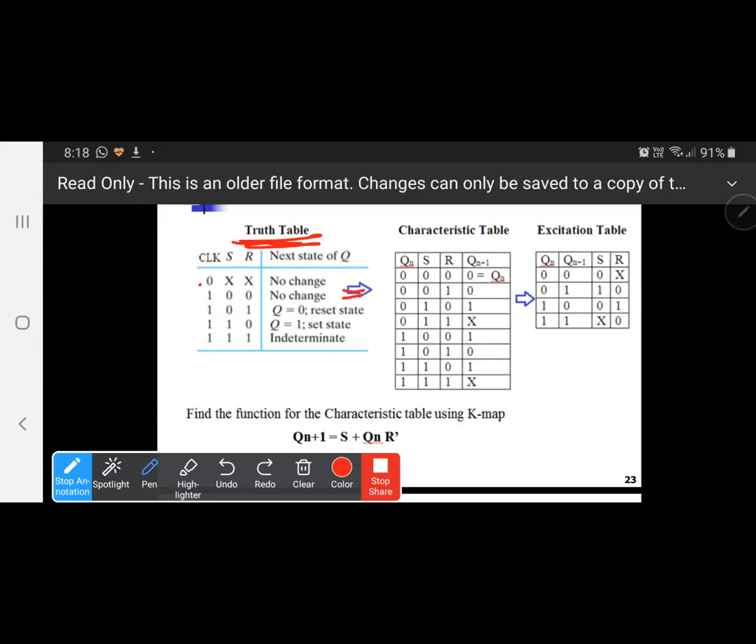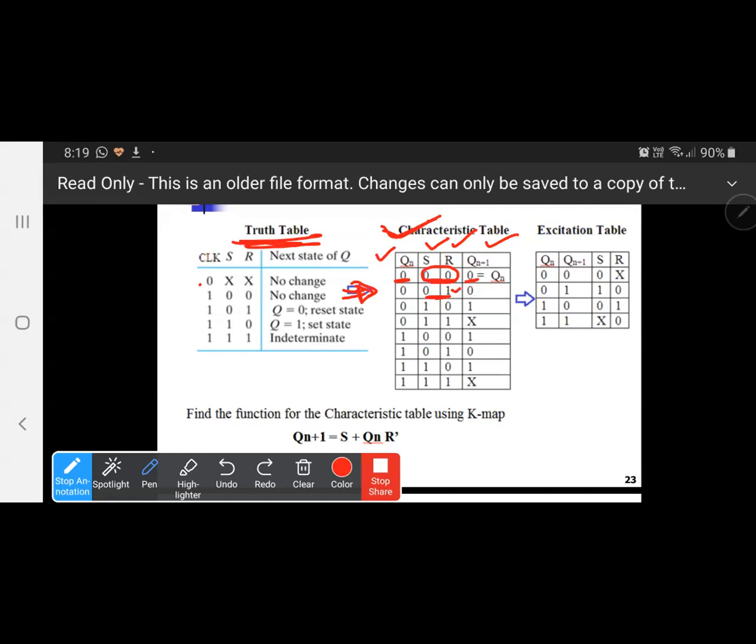Now from this table, I will get the characteristic table. What is the characteristic table? For the characteristic table, you need to have the value of Q naught, which means 3 variables. You have S, you have R, and Q(t+1). Now if both are 0, 0, then it will work as a memory. And what is in the memory? 0. So what is the output here? 0.